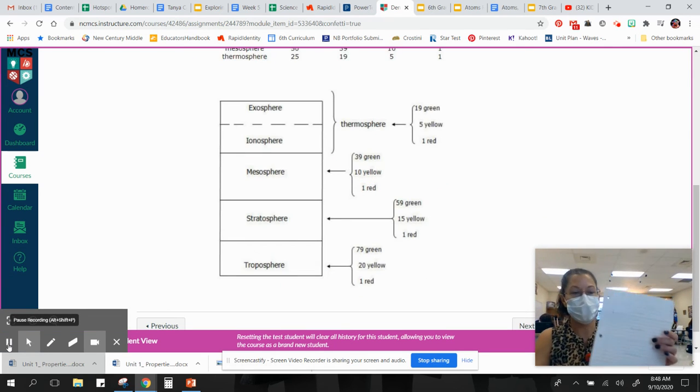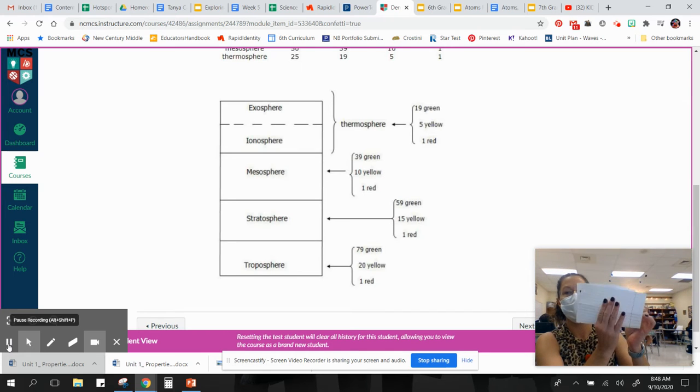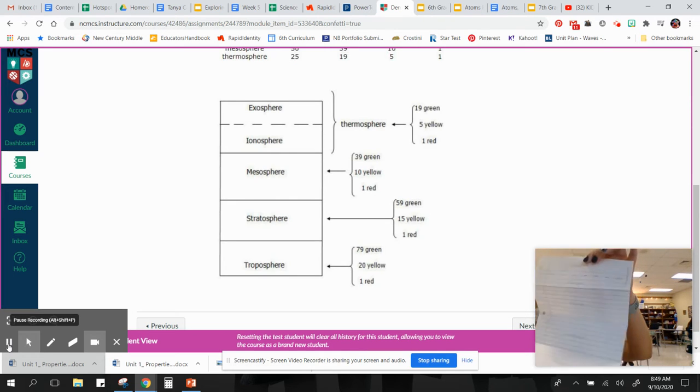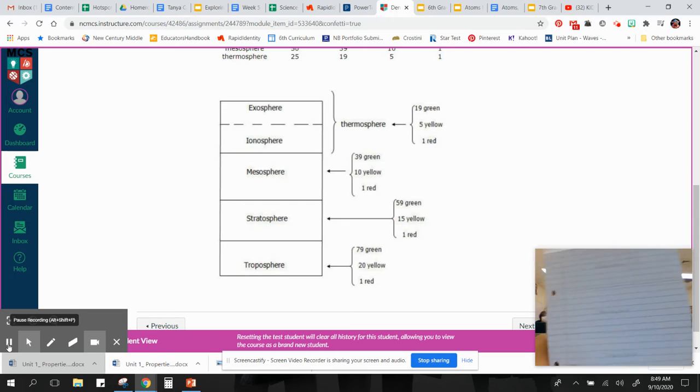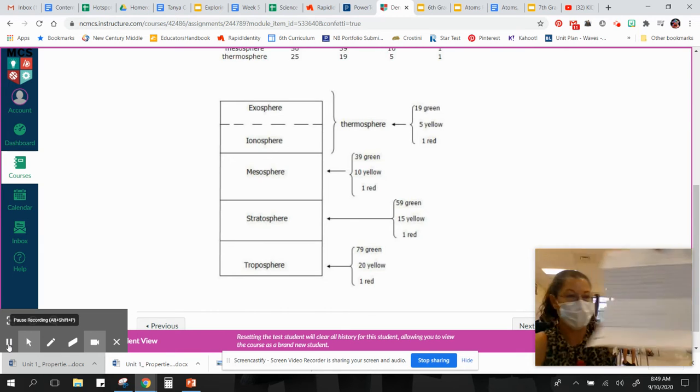Okay, so if I was doing this assignment, I would fold the paper in half, fold it in half again, and then unfold it to make 4 layers. And then I would label the bottom troposphere, stratosphere, mesosphere, and the top exosphere and ionosphere. Put thermosphere on the side.